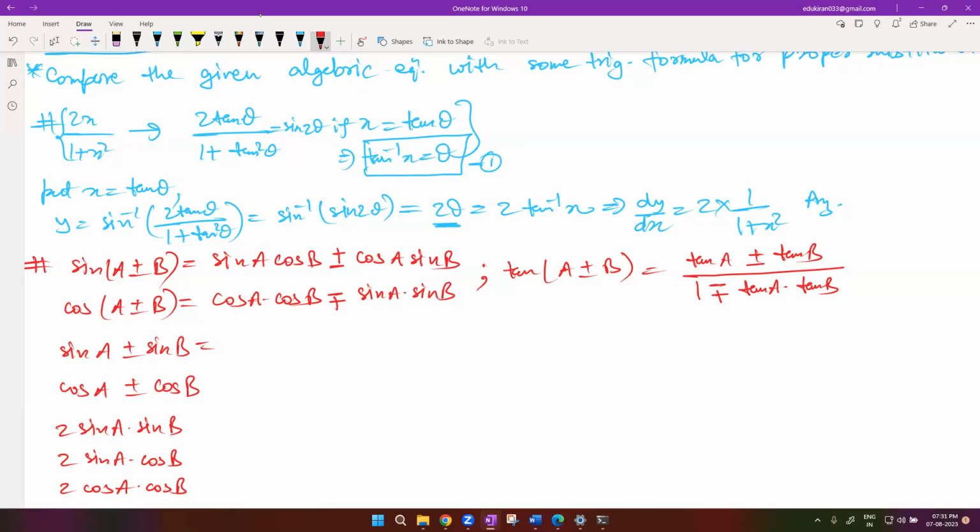Then we go to sin a plus sin b and sin a minus sin b. I think we have to use two different things here. So first take sin a plus sin b. So sin a plus sin b would be 2 sin a plus b by 2 into cos a minus b by 2.